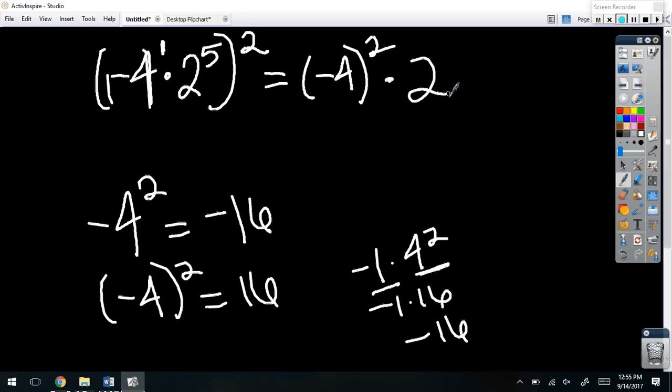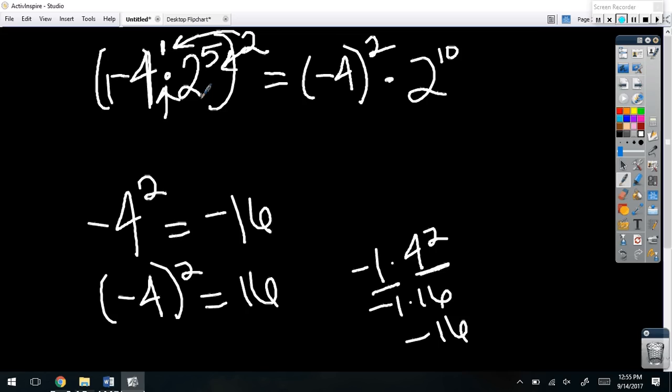Times 2, and what do I do to the 5 and the 2? Multiply. Does that make sense? Okay. Let's do another one. It also looks like you're distributing it. We did, because I'm multiplying inside, not adding or subtracting.